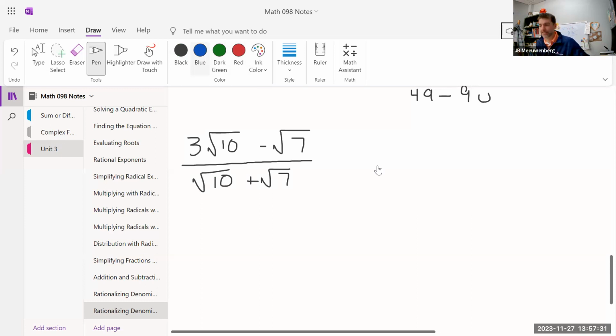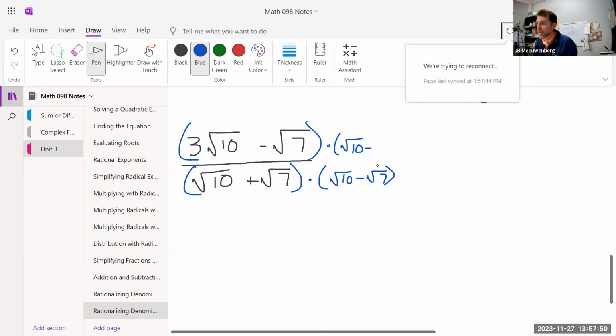When you're rationalizing a denominator, again, all that matters is the denominator. So we are going to multiply this by radical 10 minus radical 7. Put parentheses around all my terms. Do the same thing on top. Multiply this by the same thing, radical 10 minus radical 7.